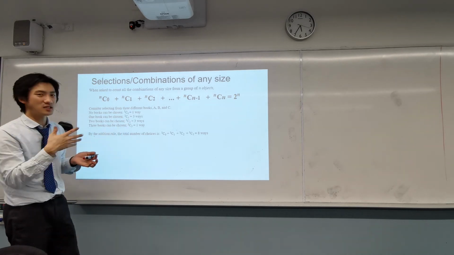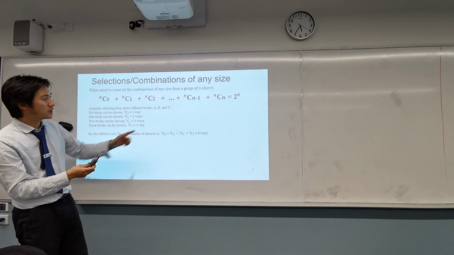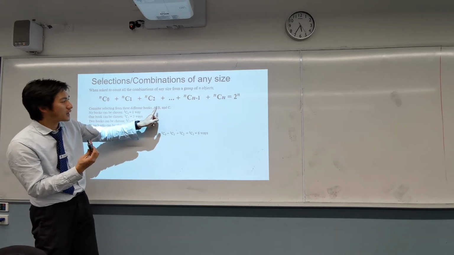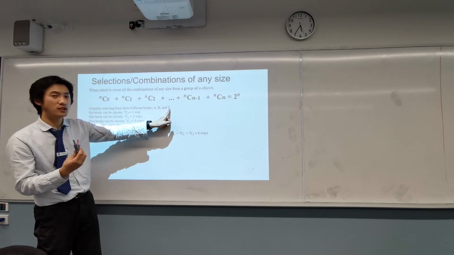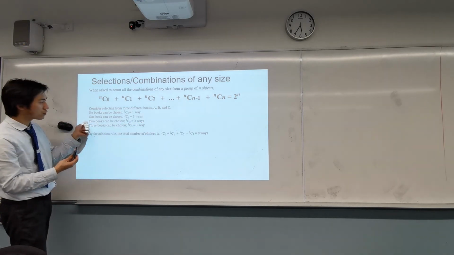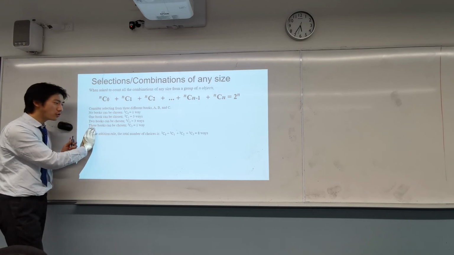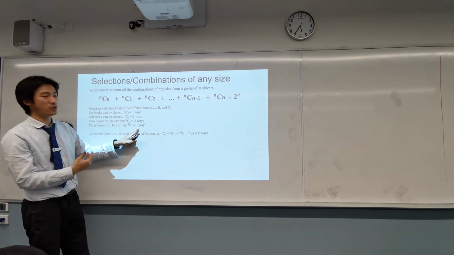The other way is just listing the number of ways out. So you've got picking A and B, that's one way. A and C is another way, and B and C is your third way. So 2 books to be chosen, 3 ways. And lastly, how many ways can you choose 3 books? There's only 1 way.